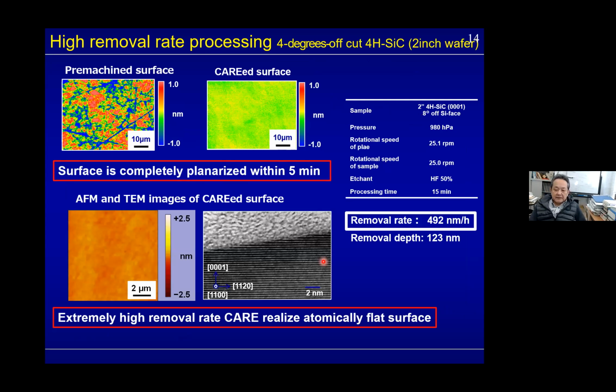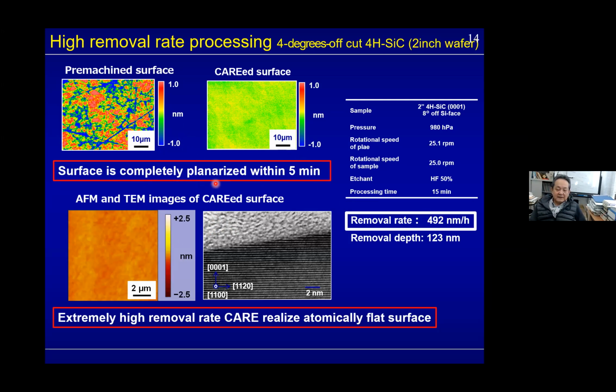And the removal rate of this method is high enough, such as 400 nanometer per hour. This is nearly the same as that of the conventional CMP method. So this method works well from the viewpoint of the removal rate property. But it looks very dangerous because we use the HF solution. So this method becomes a more attractive one.